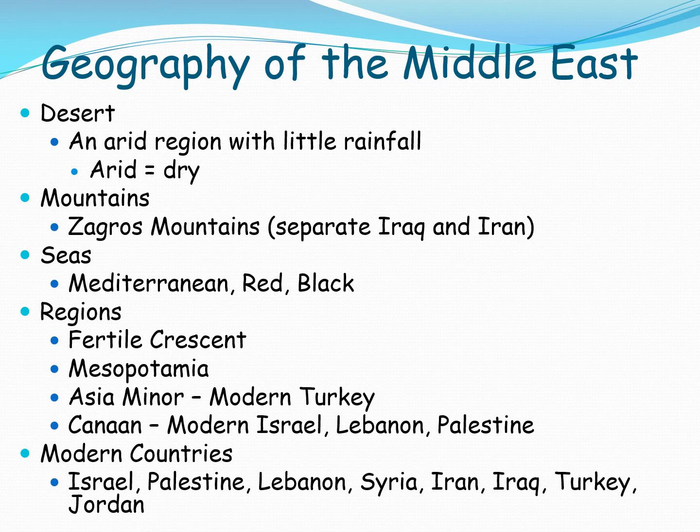The mountain range in the Middle East that we need to know are the Zagros Mountains, which separate Iraq and Iran. For our seas, you need to know the Mediterranean Sea, the Red Sea, and the Black Sea. We've seen those on some of our geography activities.